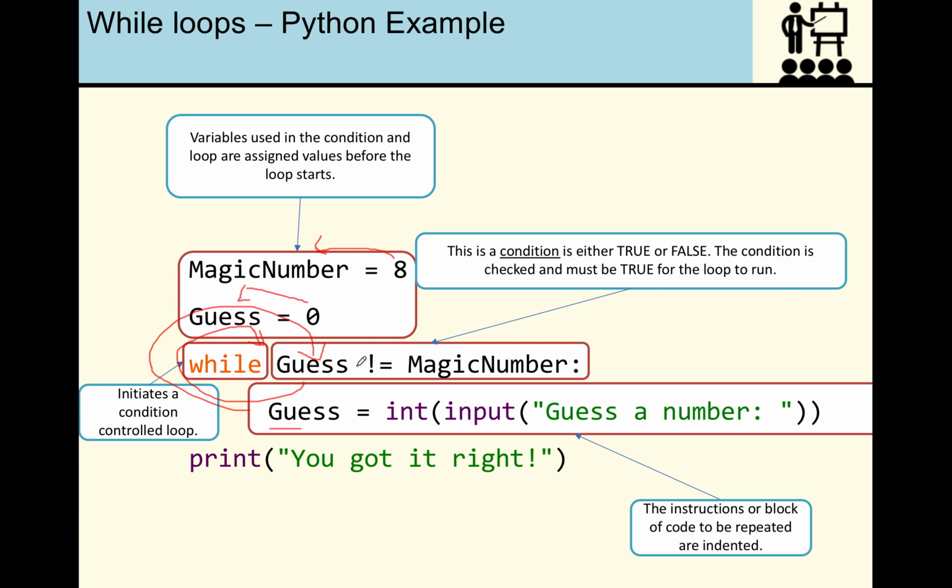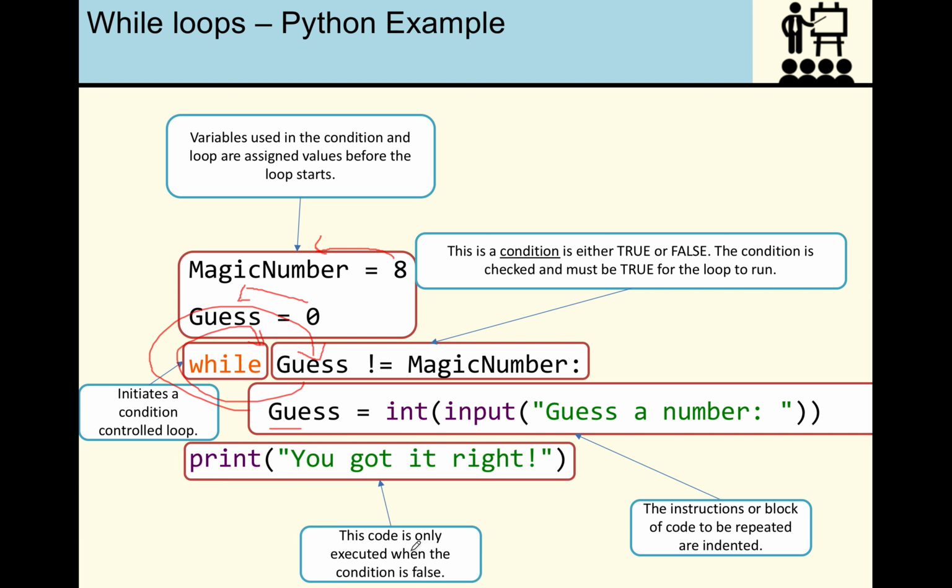This loop will keep looping until this condition is false. And this condition will only be false when guess is equal to magic number. So when guess is 8, we will then exit the loop and we'll print you got it right. This code is only executed when the condition is false.